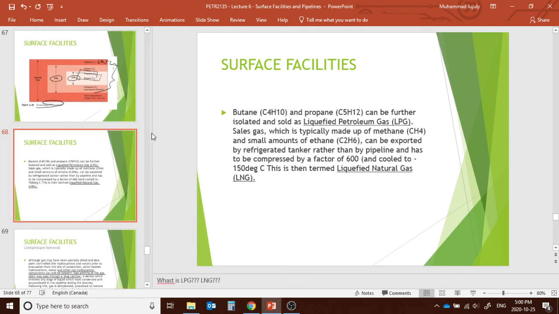All right, so the butane and propane can be further isolated and sold as LPG. And the methane, the sales gas, which is typically methane with a very, very small amount of ethane, can be refrigerated, compressed by a factor of 600, and cooled to -150 degrees Celsius, and we can sell it as LNG. Now there are lots of LNG terminals in this world.